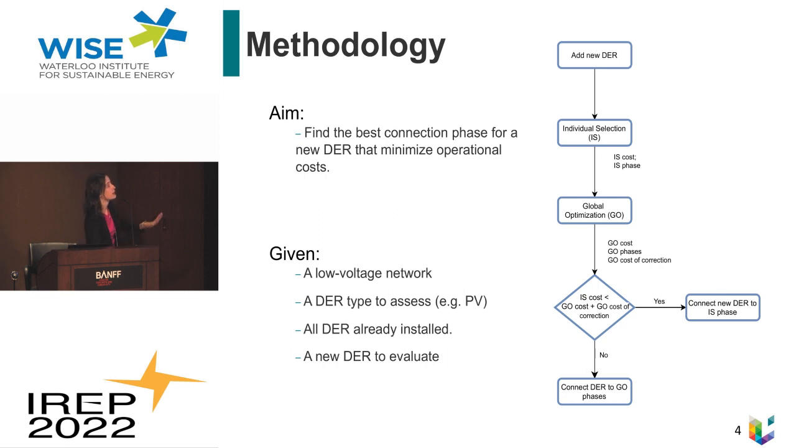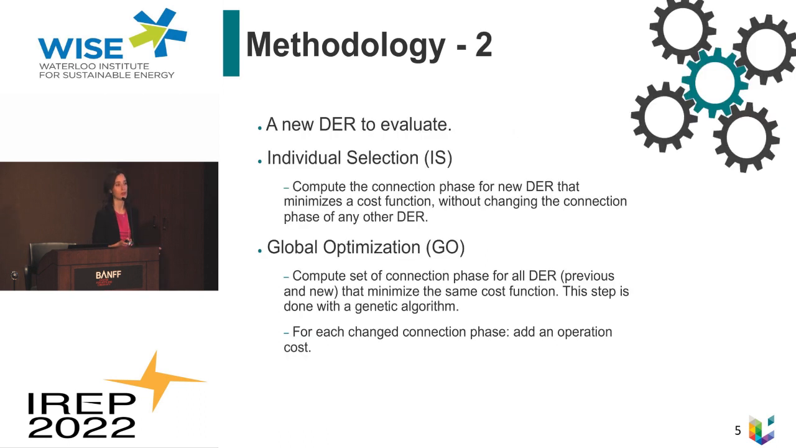So the method, as you can see on the left, has two phases. The first one is individual selection. So what we do: first, you want to buy new DER. You ask the DSO and you say, I'm going to buy one, where should I connect it? And the individual selection is about finding the best phase just for you for the new DER. Then, once we compute that, we end up with a cost and a phase. That is the only thing to remember, so the IS cost and the IS phase.